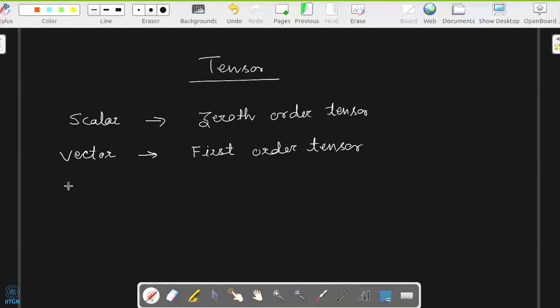Here the dyadics, or here example is a stress and a strain. Apart from the magnitude, we require two directional sense to define it completely. Then it is second order tensor.